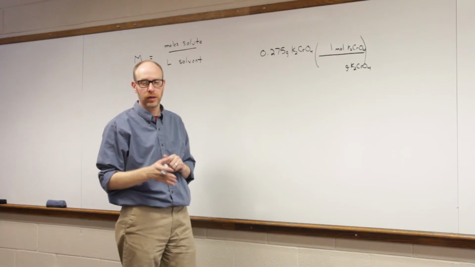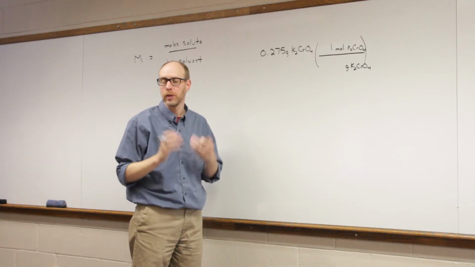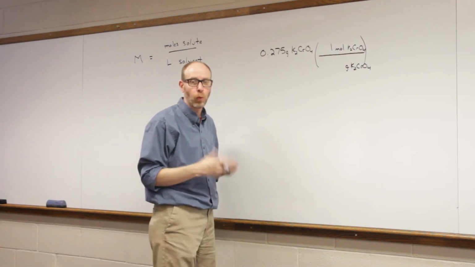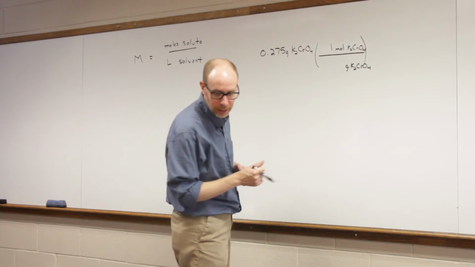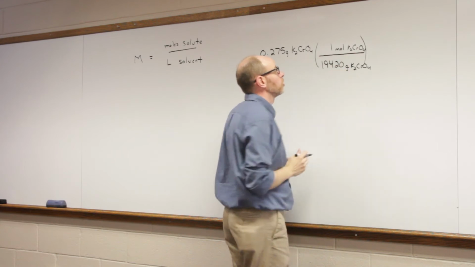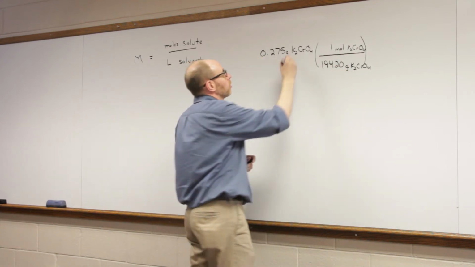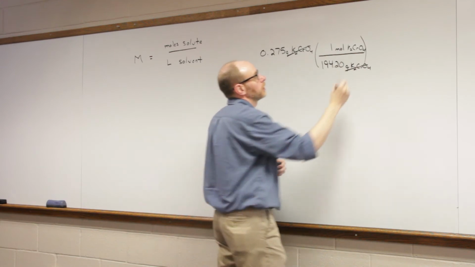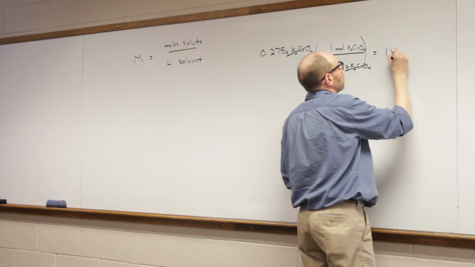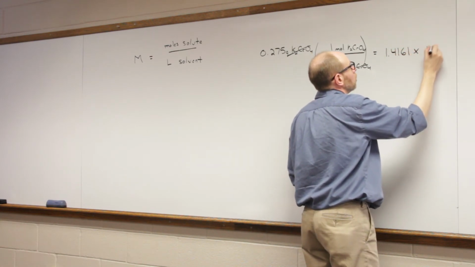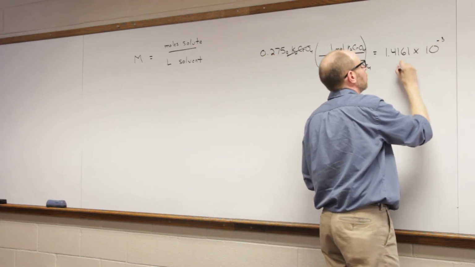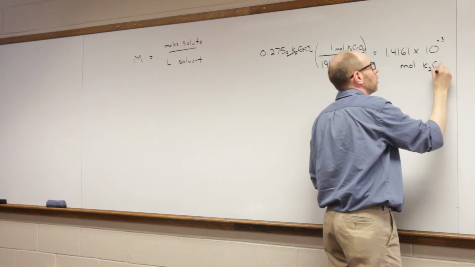And we know already how to calculate molar masses. We're given the formula in the problem, so you can calculate exactly to high confidence what the molar mass would be. And for potassium chromate, it's 194.20 grams. Grams cross out, we're left with moles of potassium chromate, and we end up with 1.4161 times 10 to the minus third moles of K2CrO4.